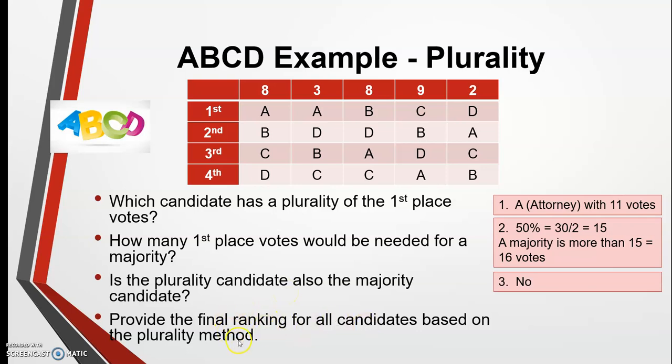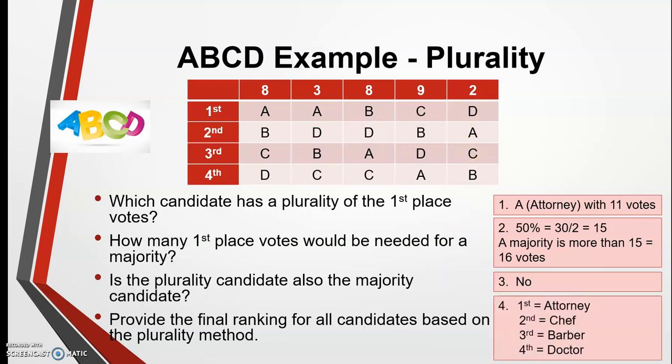And a final ranking for all candidates based on the plurality method. Well, we said that A would be in first place with 11 votes. Second place is going to go to the candidate who has the second highest number of first place votes. So B had 8, C had 9, and D had 2. So C is going to come in second. B comes in third with 8, and then D will be in last place with only 2.